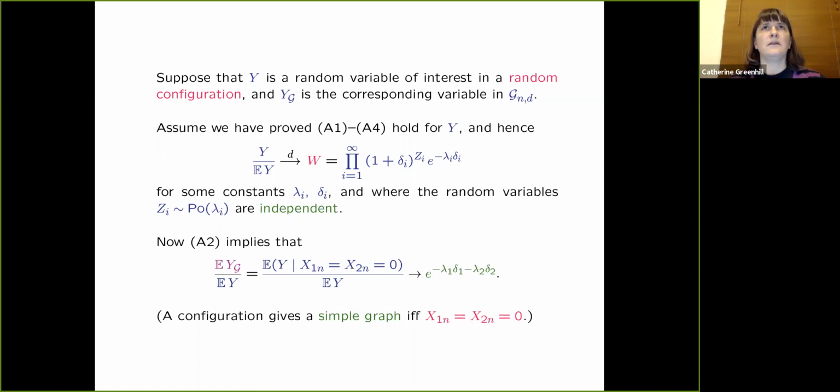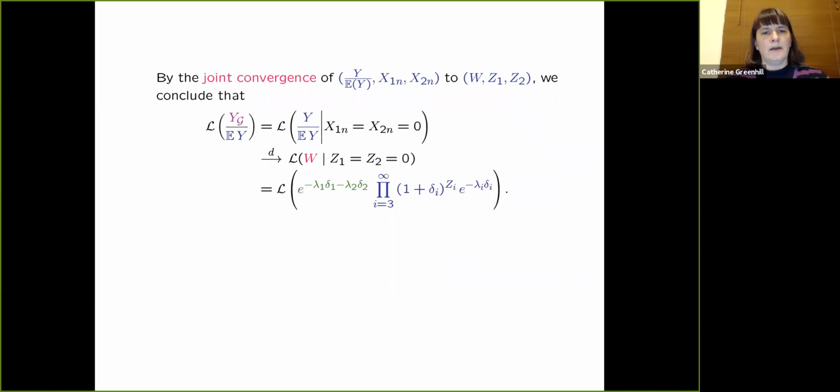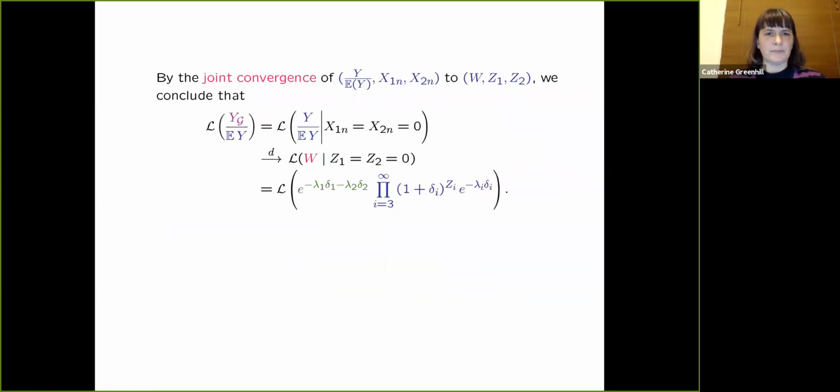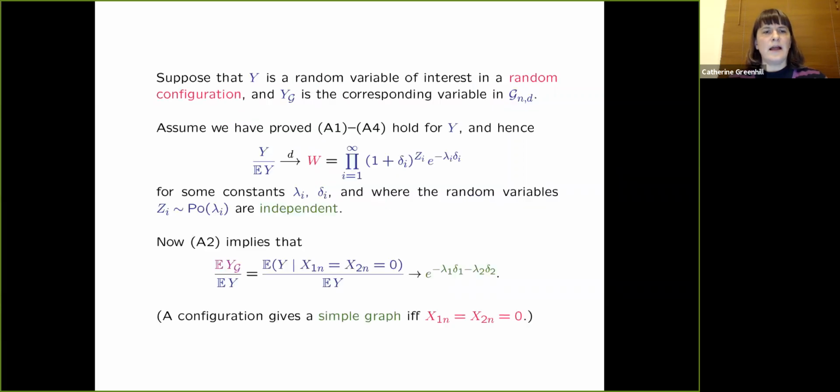That event can be described in terms of short cycle counts. Okay, it's sort of obvious: x1 equals x2 equals 0. I emphasize this because we're going to come back to it with the hypergraphs. Okay, so that allows us to replace the denominator, the expected value of y, by the expected value of yg.